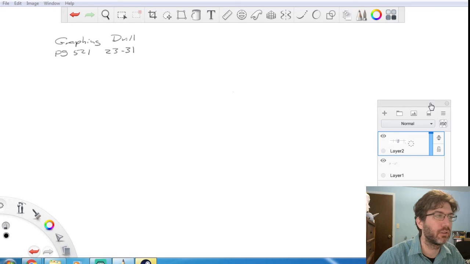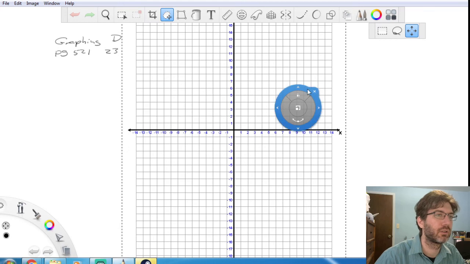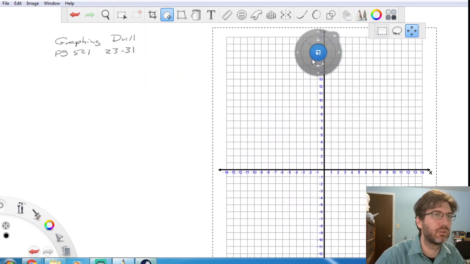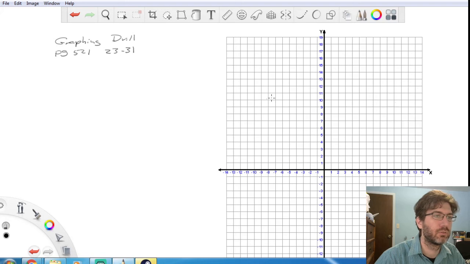That layer. I should make a layer with just a graph in it. In front.